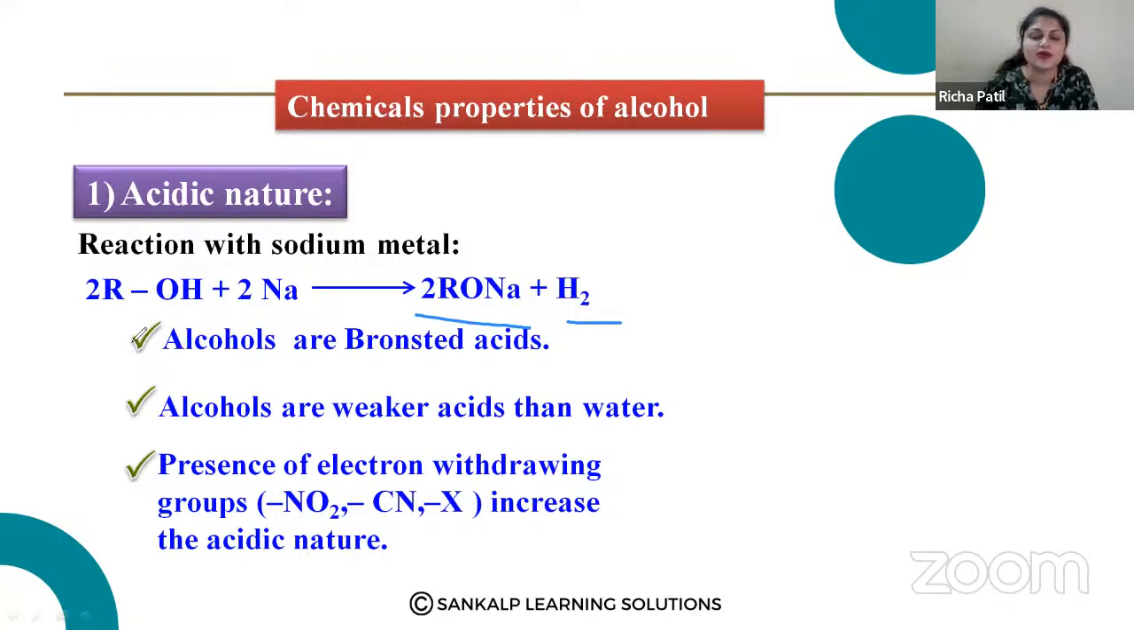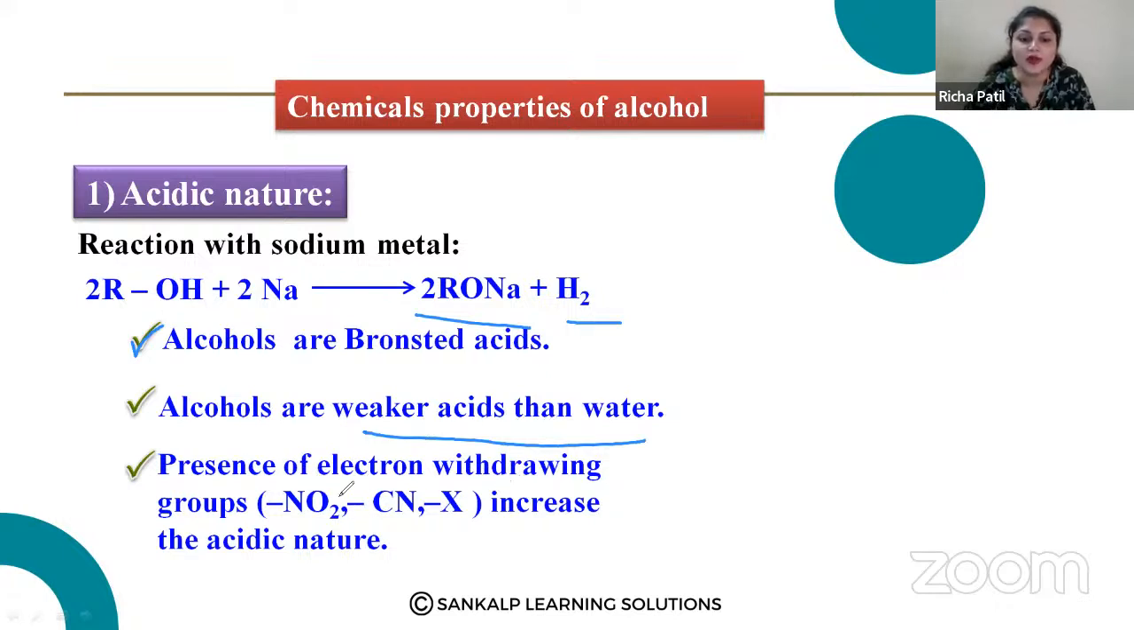So these alcohols are Bronsted acids. What are Bronsted acids? They can easily give protons, so they can easily release this proton. So alcohols are Bronsted acids. These are weaker acids than water, so alcohols are weaker acids than water.